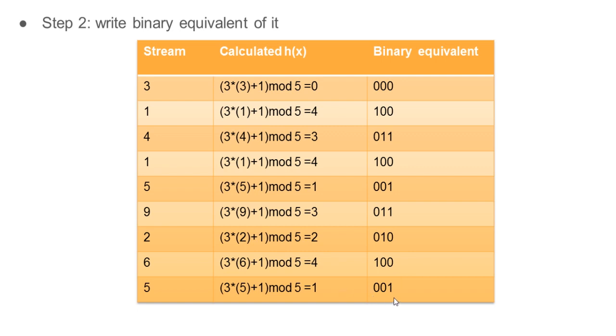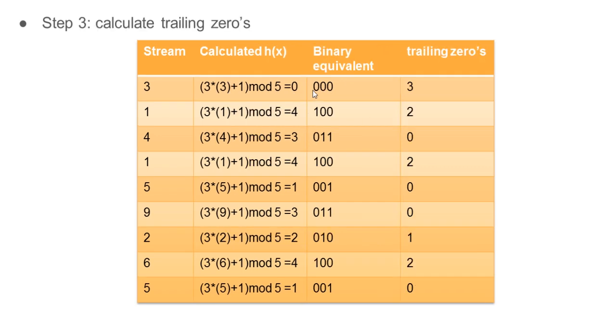So we write down the binary equivalent of the hash values that we have calculated. Okay, not of the stream but of the hash. So please don't make this mistake.